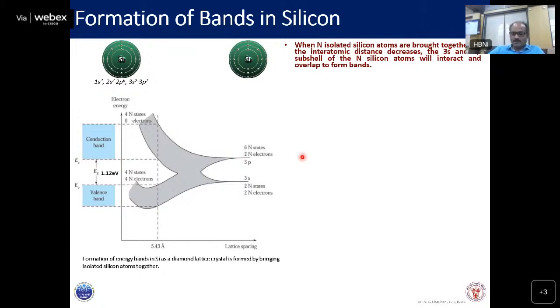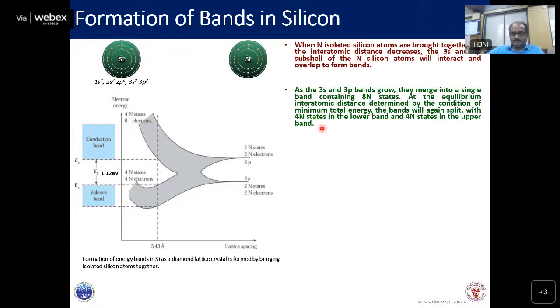Now when you try to bring this silicon very close to this, what I am doing is reducing this distance. So on this graph, I'll be moving towards this direction. As the 3s and 3p bands grow, they may merge into a single band containing 8n states.